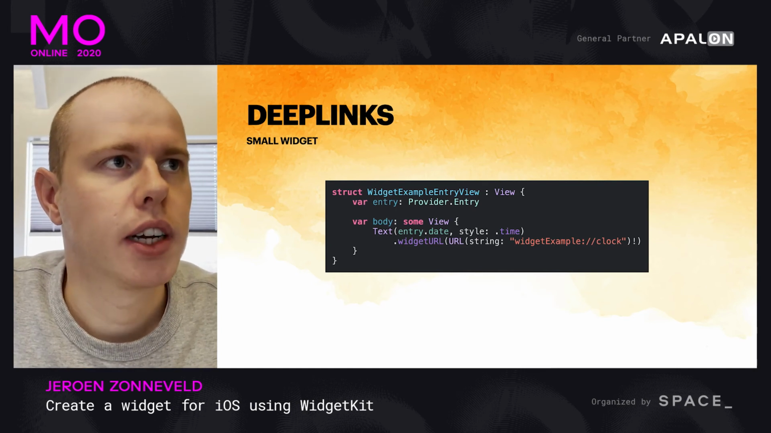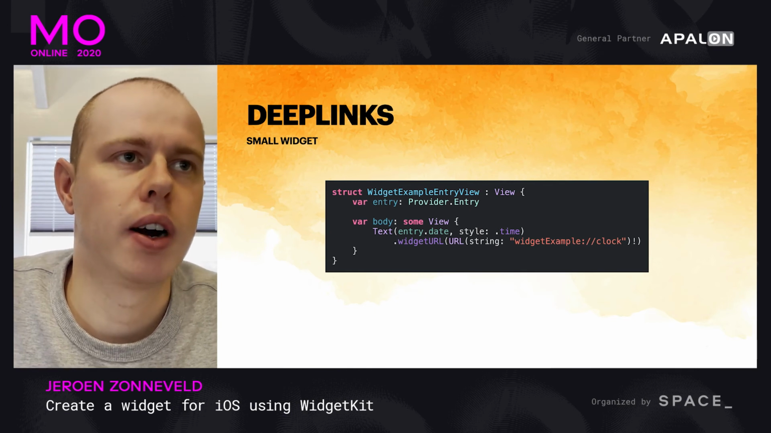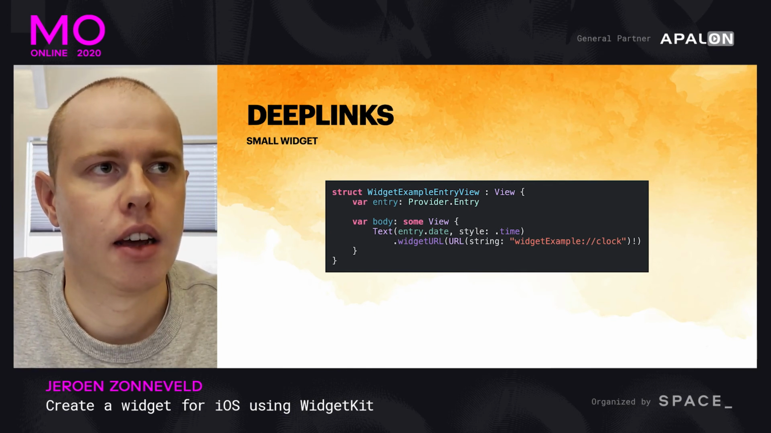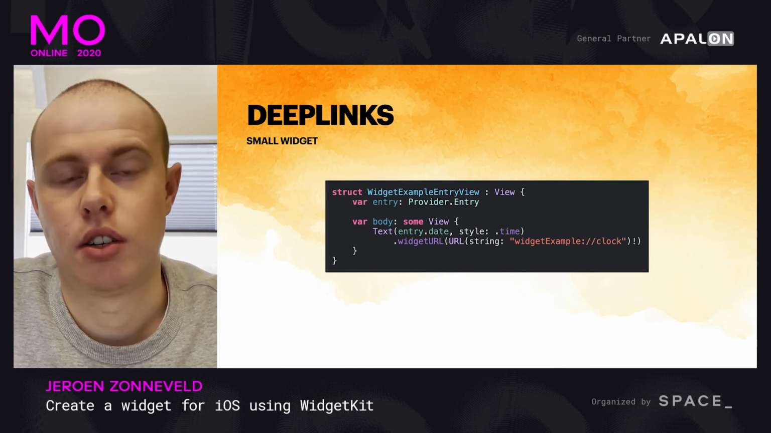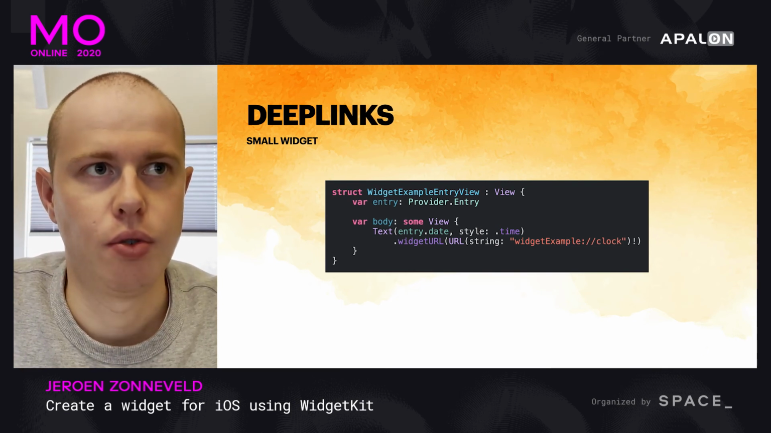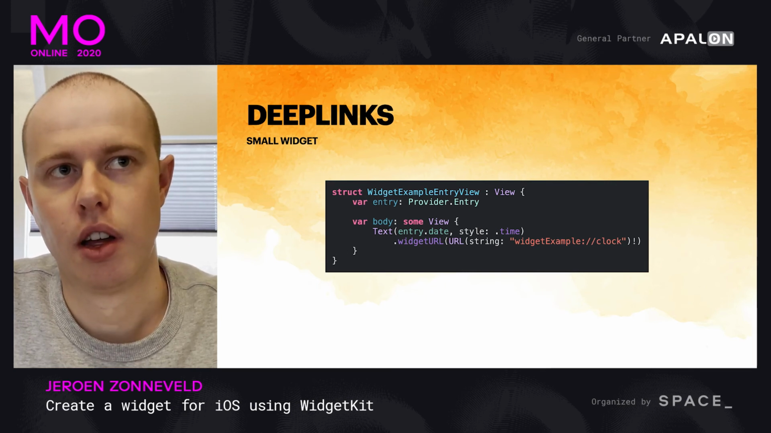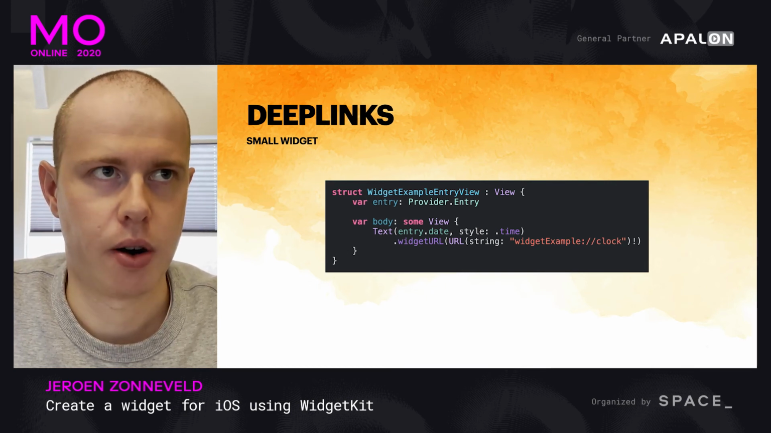So how is that working? For a small widget, you can return the widget URL. And for that widget, when you press somewhere inside the small widget, you open, for this example, the widget example /clock URL.